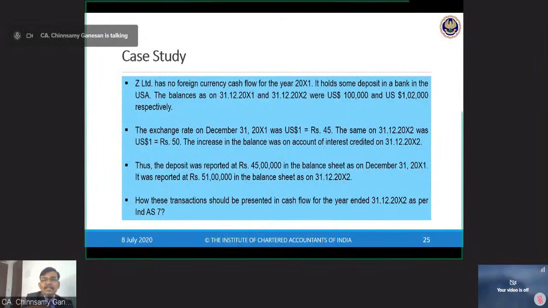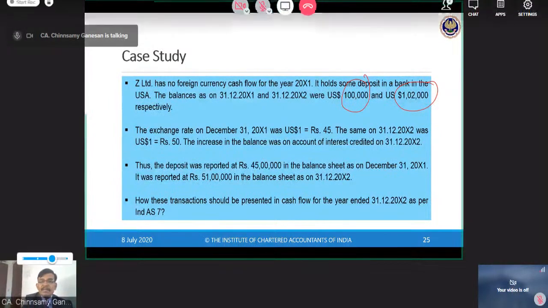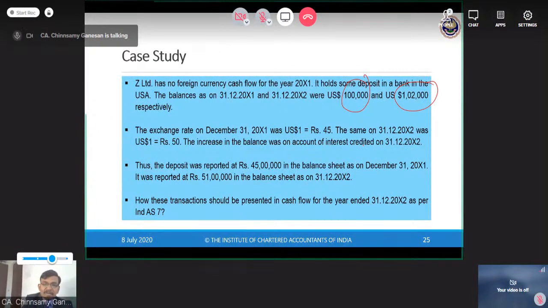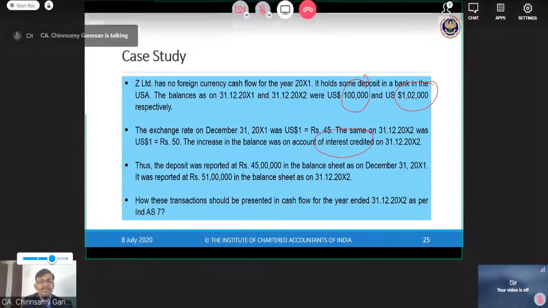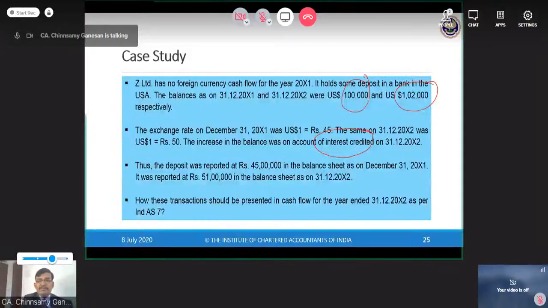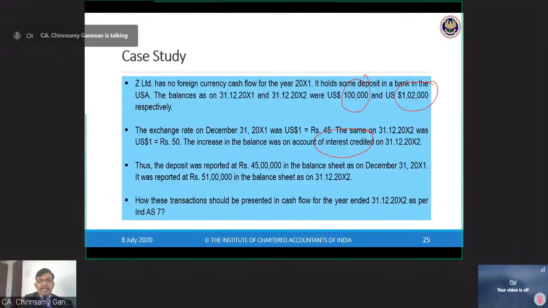we have 1 lakh US dollar on the opening date and 1,02,000 US dollar at the end of the period. Exchange rate on 2001 is 45 and 2002 is 50. The increase in the balance is the interest credited in that particular year. So deposit reported will be 45 lakhs in the opening balance, on 31/12. That's the date on which they have made the investment, and that is going to be collected within 3 months. So to that extent, it's a cash and cash equivalent.